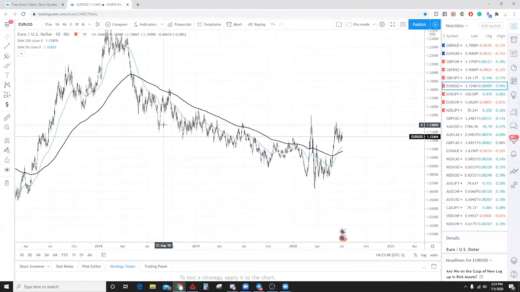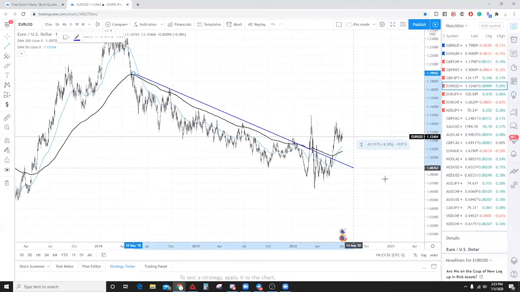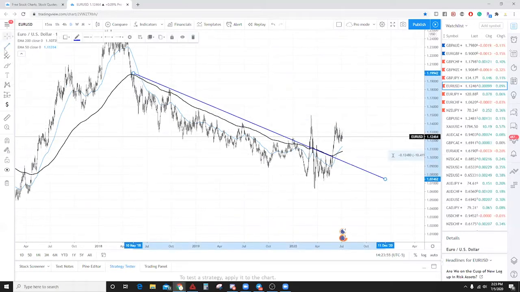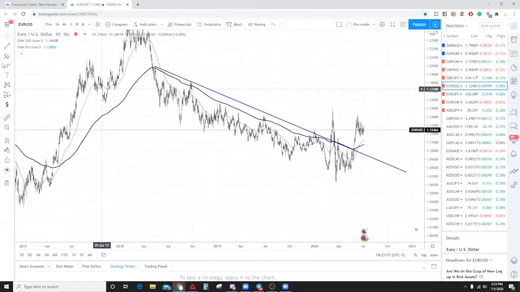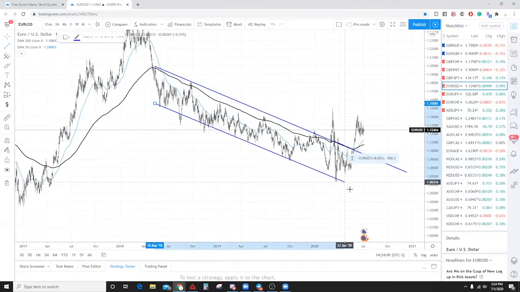So here's someone has talked about parang ito. This is called channeling, diba? This is channeling, okay? It's a downtrend, uptrend, over and over again, going sideways, okay?